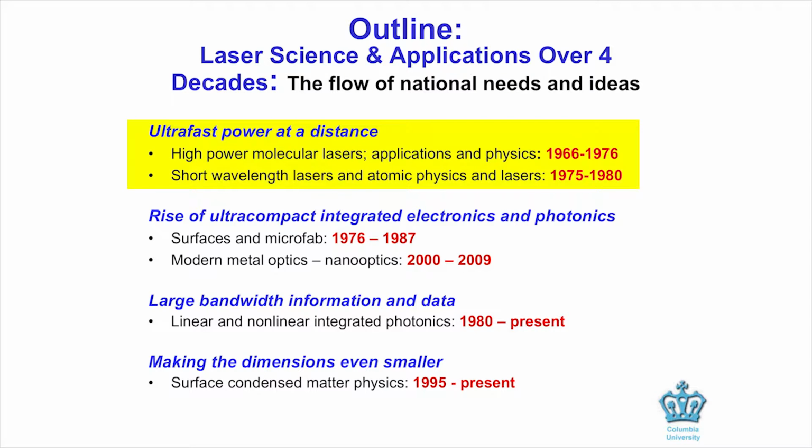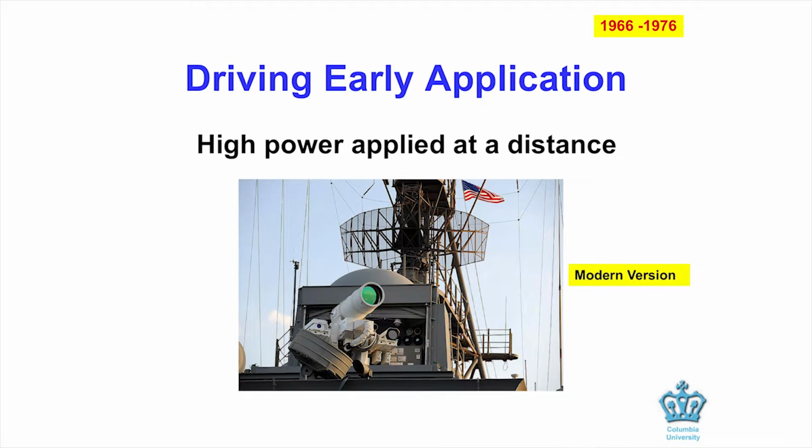Okay, so let's now look at this first application, or this first concept up here, ultra-fast power at a distance. You can see when this is sort of 66 is about when I started here, and it began to roll off in the 1980s, although it's certainly not completely rolled off, as you can see right here. So power at a distance means a lot of different things.